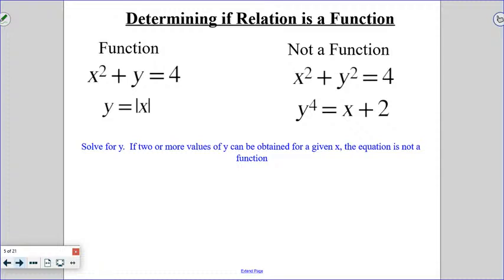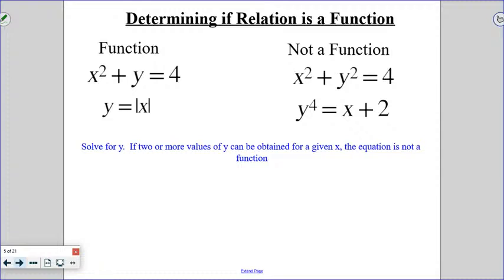It's because if we were to follow these directions down here that say to solve for y, and if 2 or more y values can be obtained for a given x, the equation is not a function. Yeah, great. I wrote that up there for you, but I don't think it explains what we're seeing here. Why does the y raised to an even exponent make this happen, 2 y values obtained from the given x?